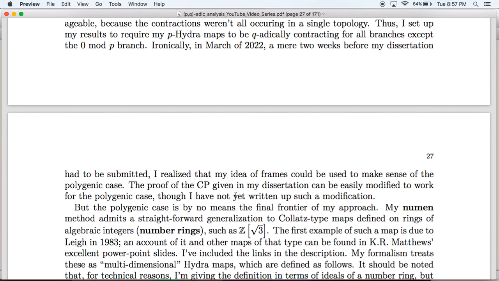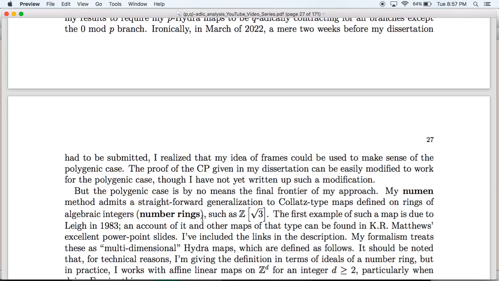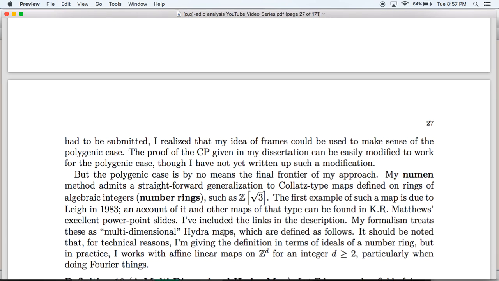The first example of such a map, in fact the map is on Z adjoin root 3, is given by Ley in 1983. An account of it and the other maps of that type can be found in K.R. Matthews' excellent PowerPoint slides about Collatz-type maps. I've included the links in the description. My formalism treats Hydra maps of this type as multidimensional, and for technical purposes, I'm giving the definition of my multidimensional Hydra maps in terms of the ideals of a number ring, but in practice, I'll often work with affine linear maps on Z to the D, particularly when doing Fourier things.